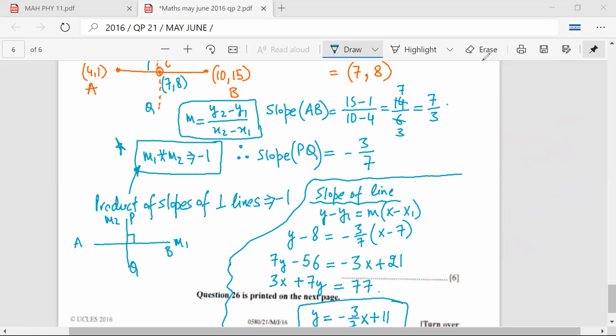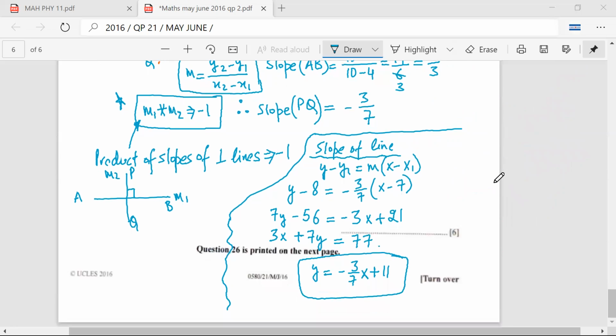So this is what I have done. Now, finally, all I need to do is just put the values of the midpoint and the slope of the perpendicular. And once I do some algebraic manipulation, this is the final answer I'll get. So this is the slope of the line and this is the intercept.